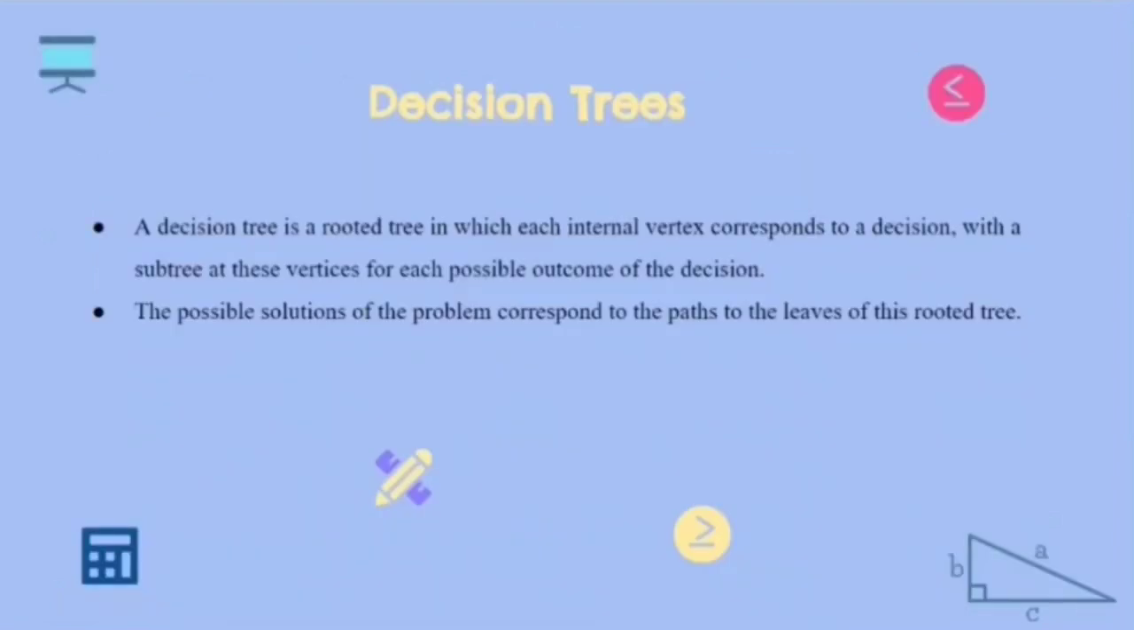Next is decision tree. A decision tree is a rooted tree in which each internal vertex corresponds to a decision, with a subtree at these vertices for each possible outcome of the decision. The possible solutions of the problem correspond to the paths to the leaves of this rooted tree.